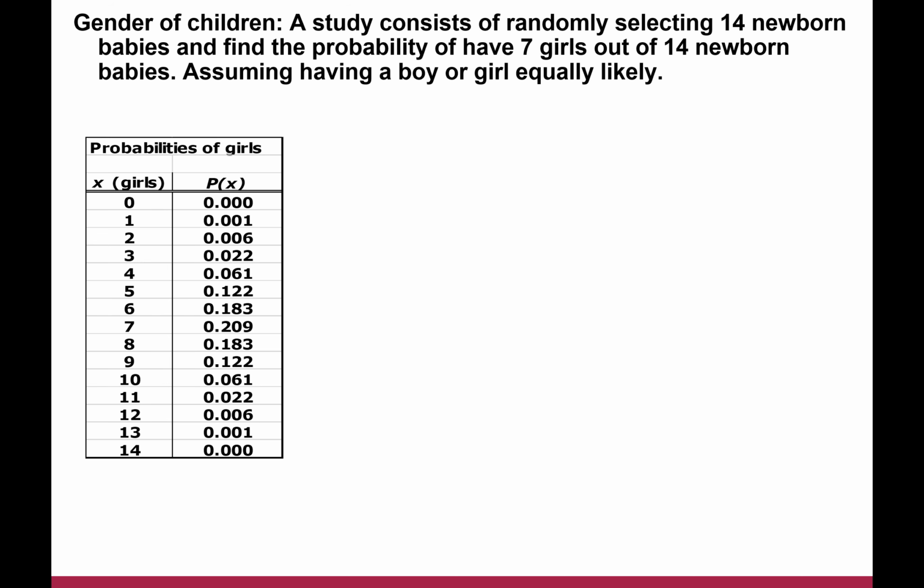Now let's take a look at another example, gender of children. The study consists of randomly selecting 14 newborn babies, finding the probability of having 7 girls out of 14 newborn babies, assuming having a boy or a girl is equally likely. Okay.